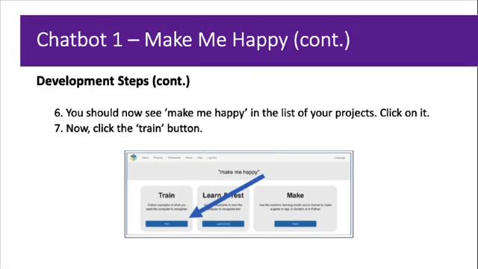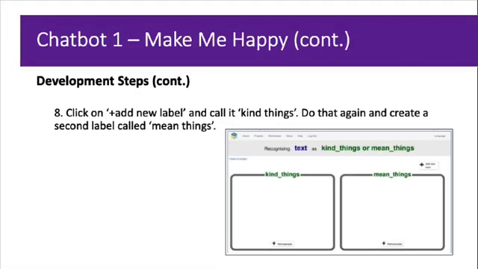6. You should now see Make Me Happy in the list of your projects. Click on it. 7. Now click the Train button. 8. Click on Add New Label and call it Kind Things. Do that again and create a second label called Mean Things.